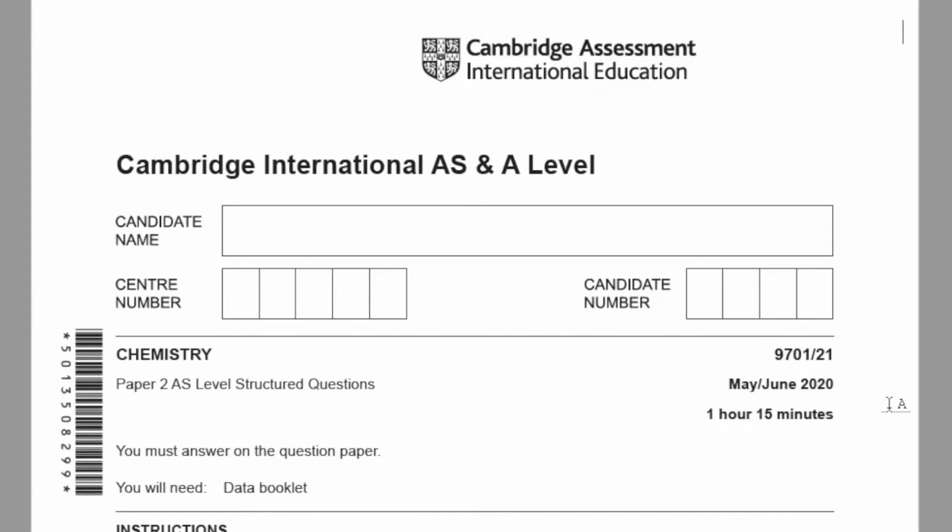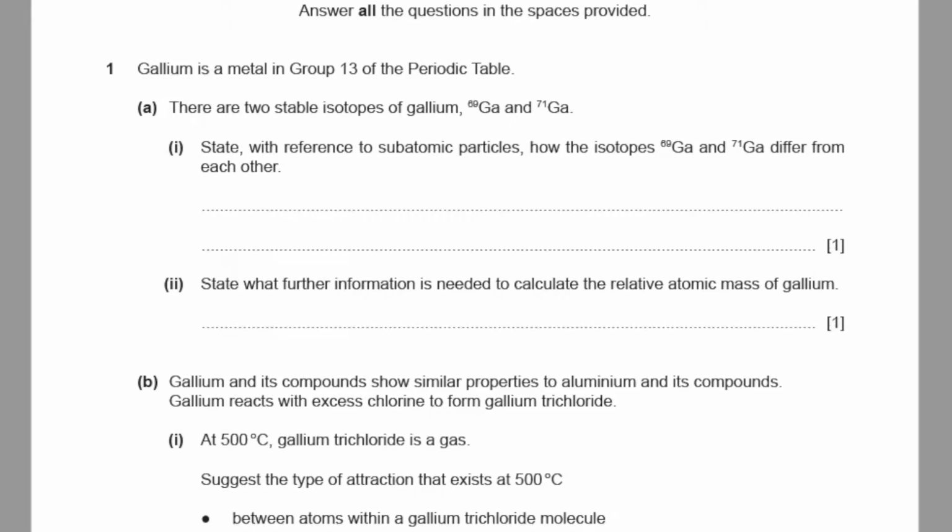Today I will be solving Chemistry Paper 2 AF Level Structured Questions, May June 2020, 9701 Variant 1. Question number 1. Gallium is a metal in group 13 of the periodic table. Part A. There are two stable isotopes of gallium, gallium-69 and gallium-71. Part 1. State with reference to subatomic particles how the isotopes differ from each other.